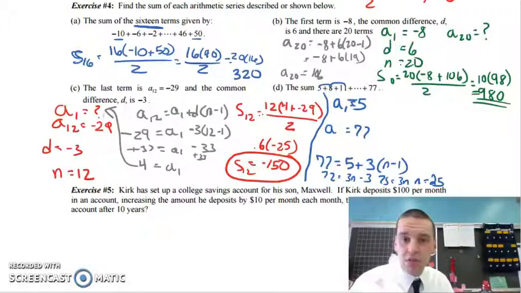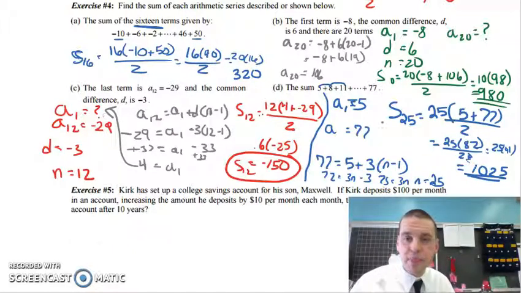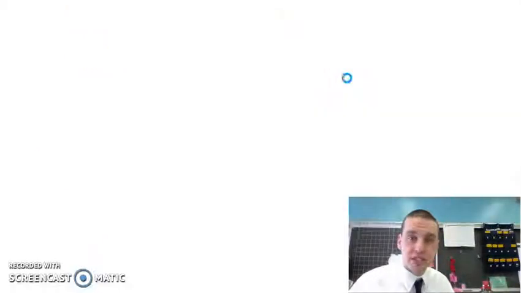What we're going to do now is go into our sum. Our sum of our first 25 terms equals 25 times our first term plus our last term, all divided by 2. So 25 times 82 divided by 2, that's 25 times 41, and that gives us 1,025 as our answer. So all 4 different steps right there to figure out how to find the sum of an arithmetic series.